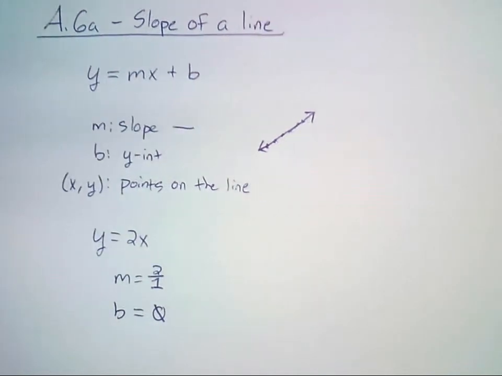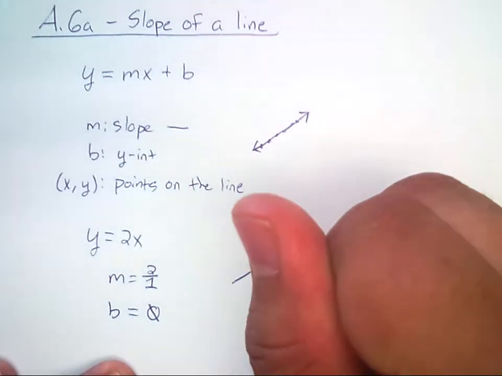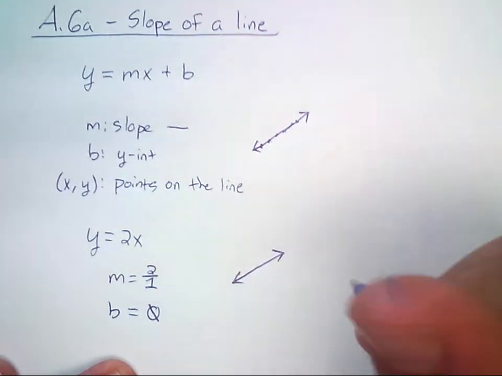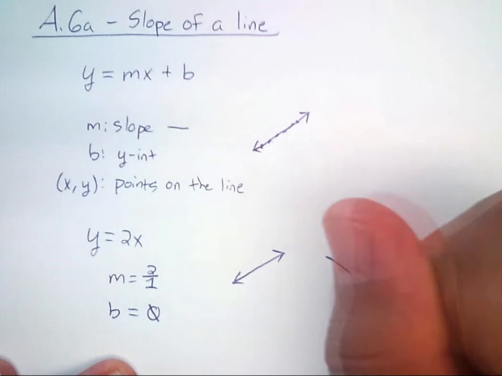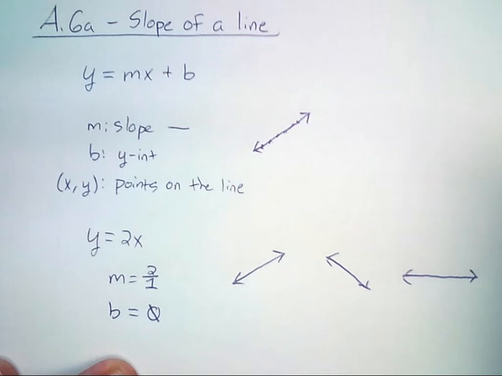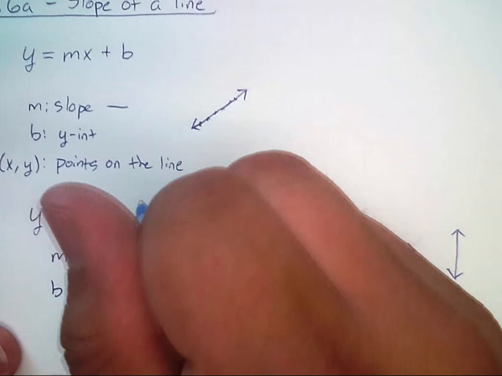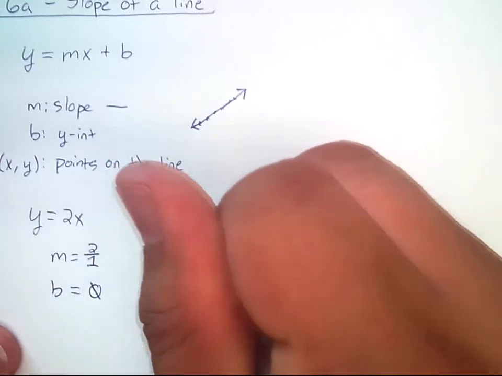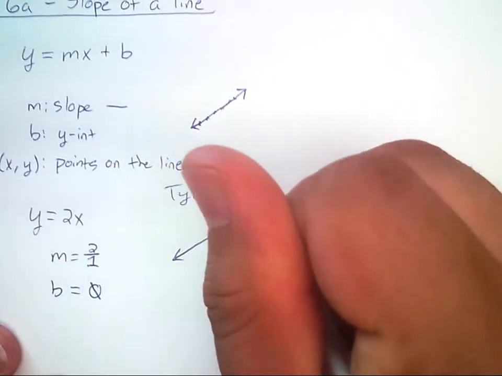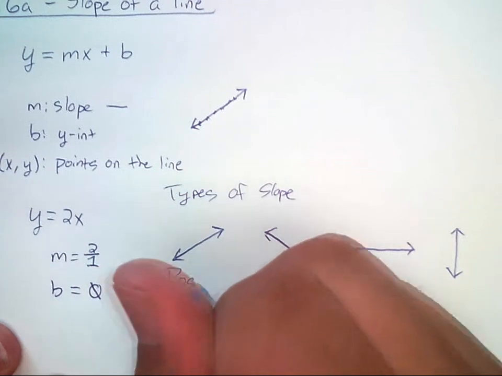Now, in terms of slope, there's actually 4 types of slope. There's a line that goes like this, kind of similar to what I drew last time. There's a line that goes down like that. There's a line that goes even keel like that. And then there's a vertical line. All 4 of these have different descriptions. So these are the types of slope. The first one is positive.